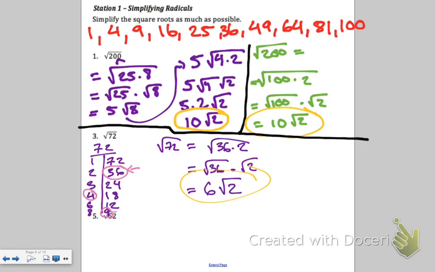So that would be how you do it, listing the table. It might take a minute or two longer, but this really is the best strategy to go with until you become more comfortable in identifying the largest perfect square factor.